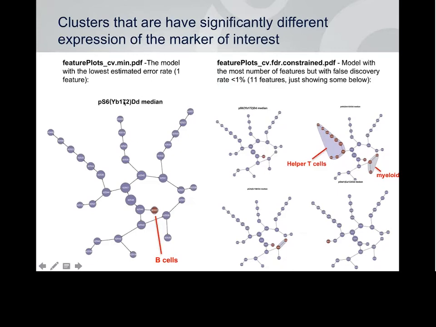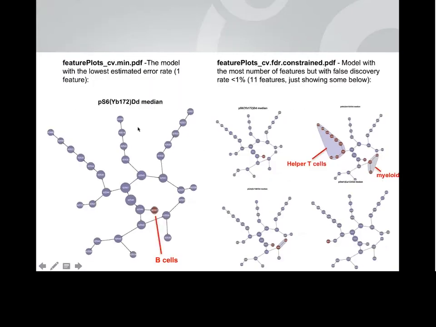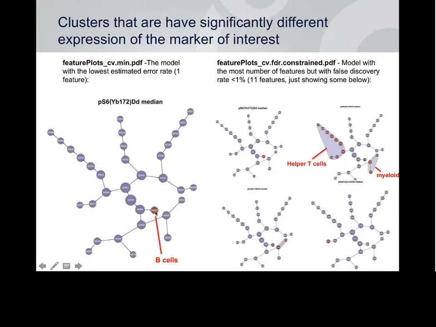The model with the lowest estimated error rate has phospho-S6 as the single strongest predictor of whether a file should go in one group or the other. And this is on the B cells. So if we see this model error, or basically the feature plots version, it's saying this node in phospho-S6 is the best predictor of whether a file should go in the unstimulated or the stimulated group.